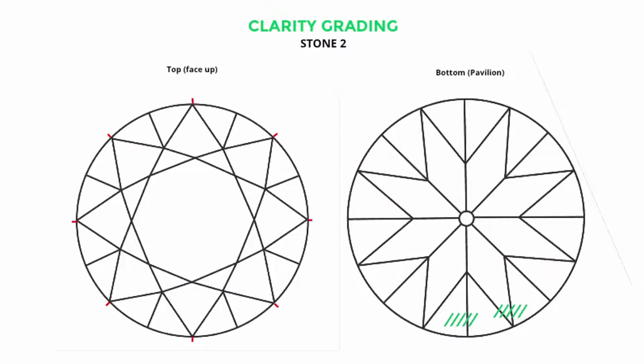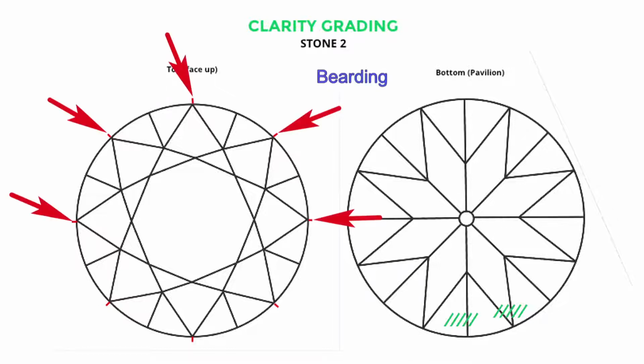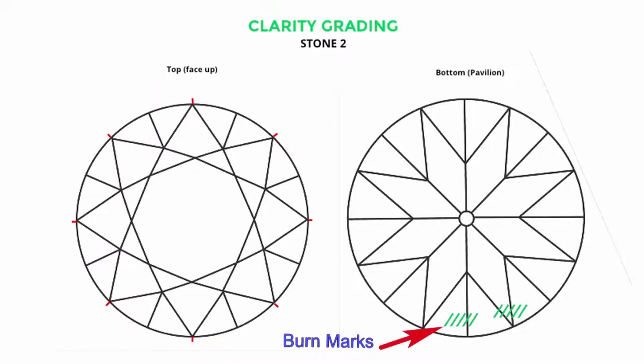Stone 2, by the way, these didn't take you very long to find. Stone 2, it took you a long time to find anything, and you managed to find bearding running around the outside of this stone, and you found burn marks on the back of it.